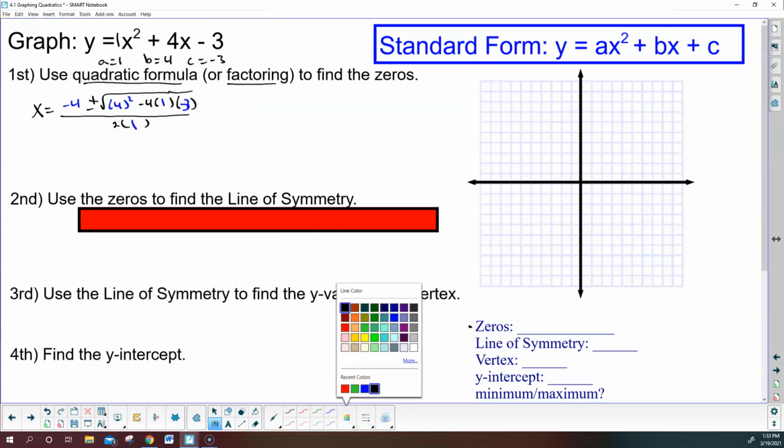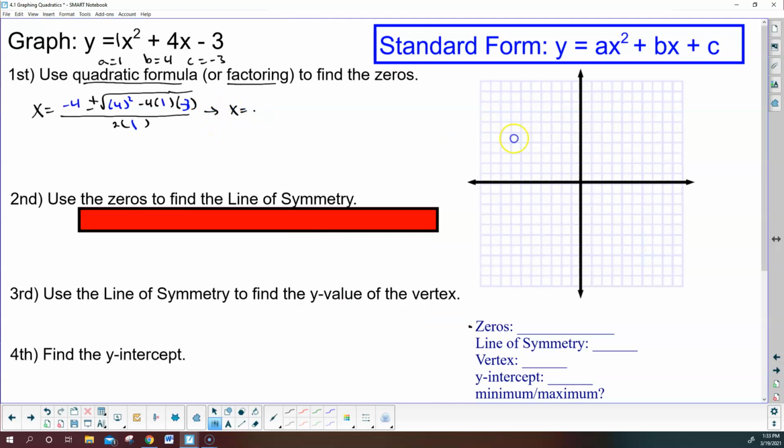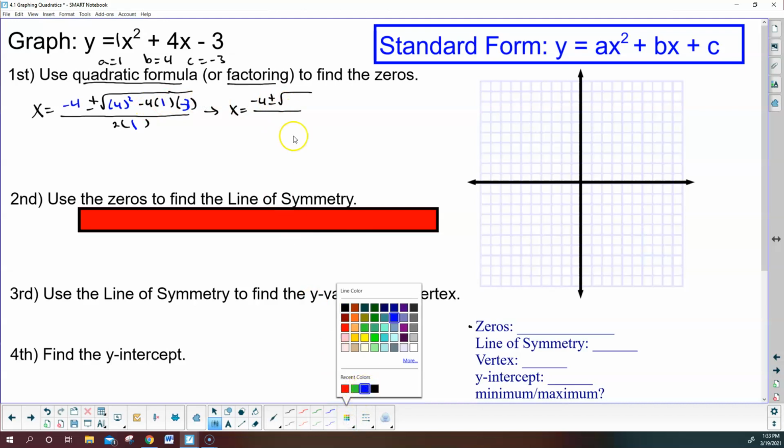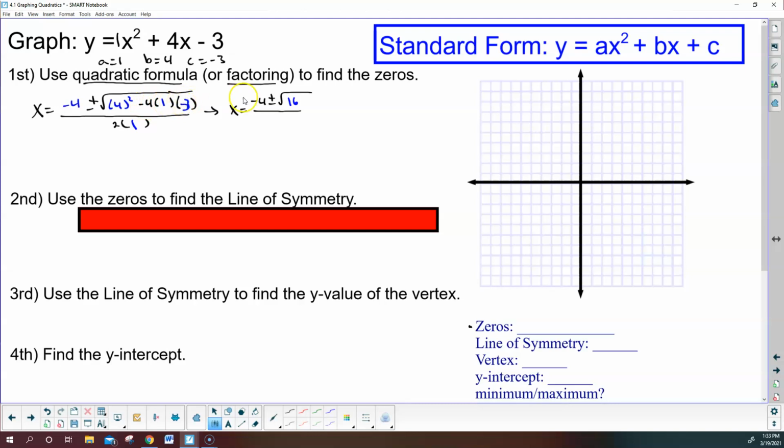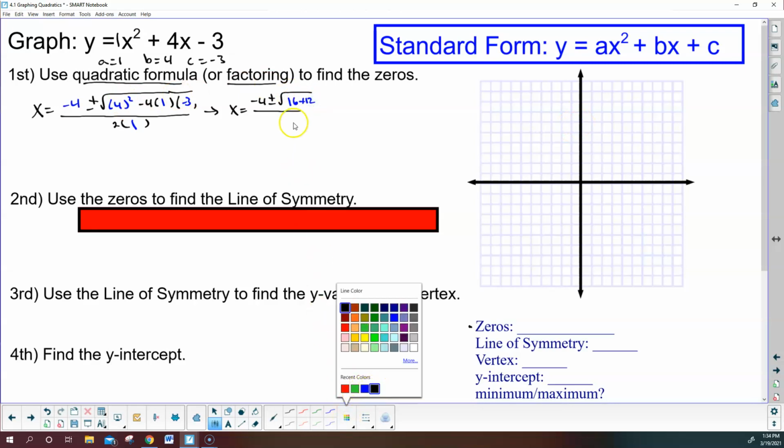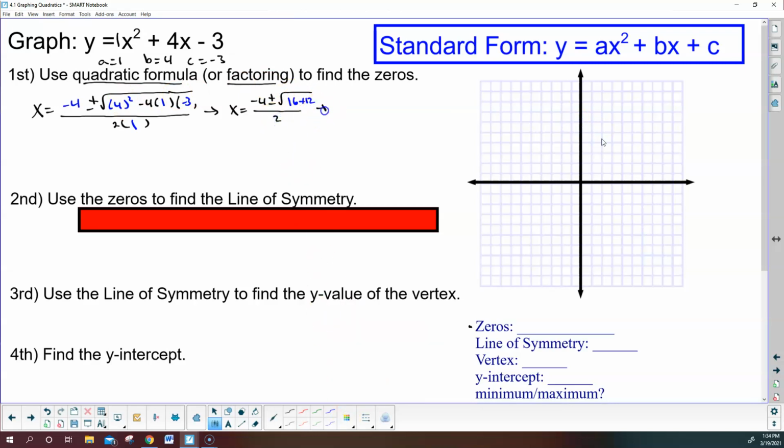And then we'll simplify. I don't have a ton of room. I know that 4 squared is 16. Let's just plug it in. I get 16, and then -4 times 1 times -3, remember that's a -3 there, is going to end up being a positive 12, all over 2. And then we can simplify.